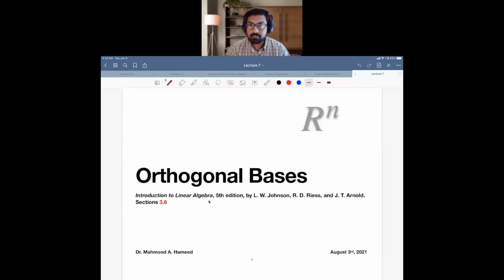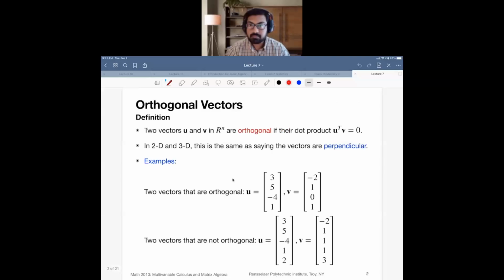We are going to be talking about orthogonal bases. If you have a set of vectors that form a basis for a subspace, our goal for today is to form an orthogonal basis for a given set of vectors in a subspace, right? So we want those basis vectors to be orthogonal with each other. So let's try to come up with a way we can construct that orthogonal basis. For that, the first thing we need to talk about is what are orthogonal vectors?